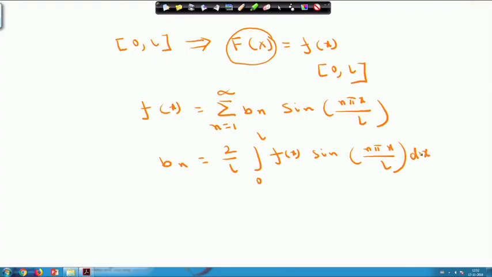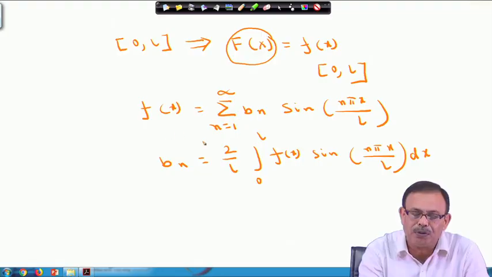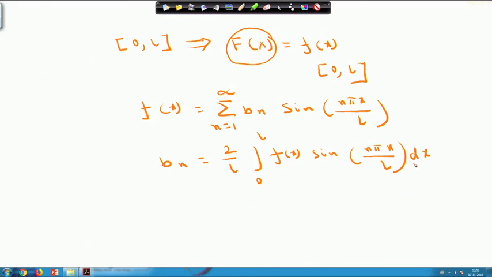Therefore, the half range sine series of a function f(x) is equal to summation n equals 1 to infinity b_n sine n pi x by L, where b_n is 2 by L integral 0 to L f(x) into sine n pi x by L. And already you have seen how we are arriving at these formulas.